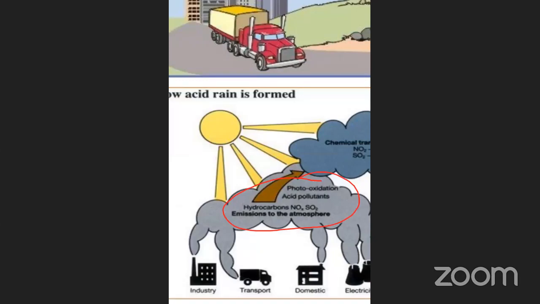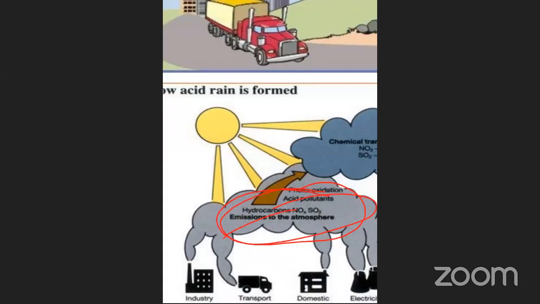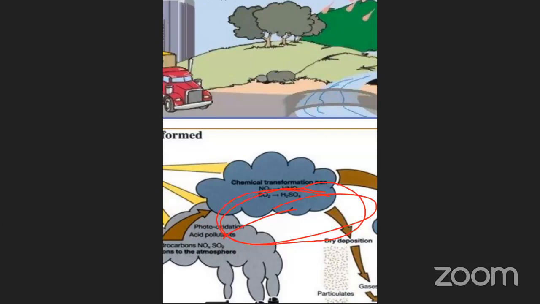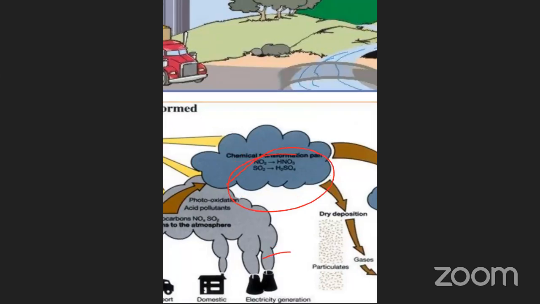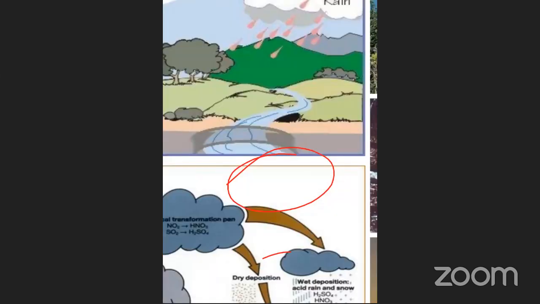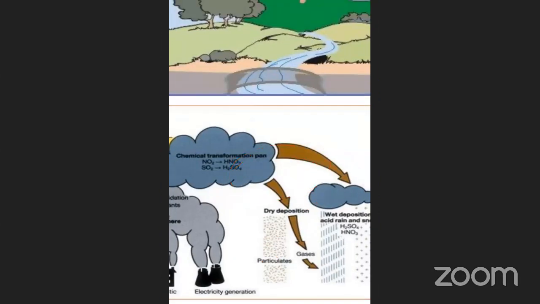Photo-oxidation of pollutants, they are present here. Then the chemical transformation of this, you can see here how it has become acid now. The nitrogen dioxide has converted into nitric acid. Sulfur dioxide is converted into sulfuric acid. Clear? Yes, ma'am.